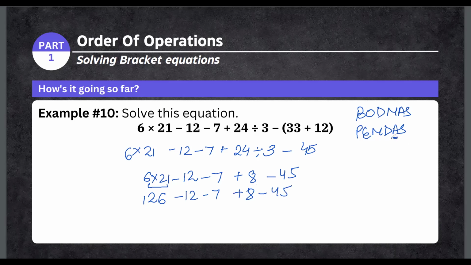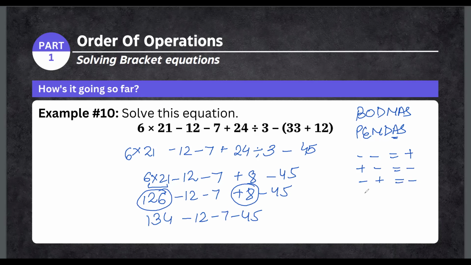Now we have to add positive numbers. So it is positive. This is positive because they have a positive sign before them. So 126 plus 8, 134 minus 12 minus 7 minus 45. Now we need to follow the rule. So minus minus is plus. Plus minus is minus. Minus plus is also minus. Plus plus is plus. So this thing we have to follow.